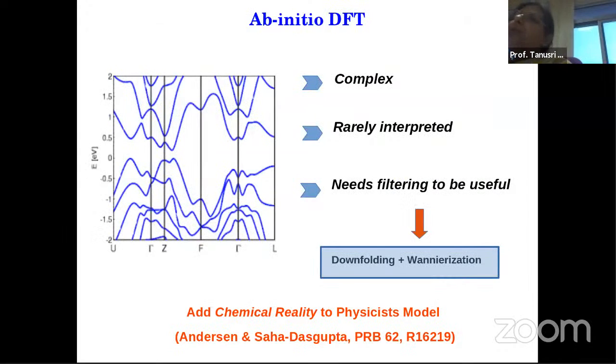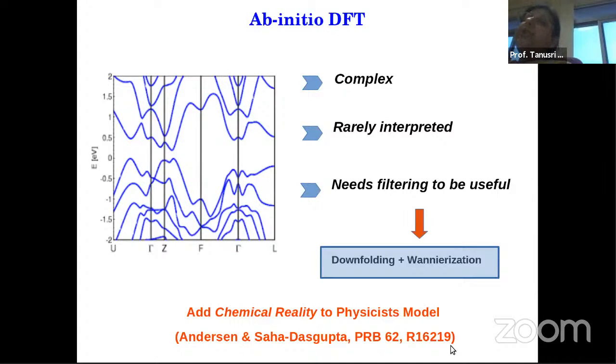So the output of any standard density functional theory code is what is shown here, which is basically a spaghetti of bands. It is energy versus the wave vector plotted along the high symmetry points of the Brillouin zone. And as you can see, this band structure is complex, rarely interpreted, and one needs a filtering for this to be useful. And the filtering that we will use, as I will try to convince you with some demonstrated examples, gives a very convenient way to come up with models, but ab initio derived models.